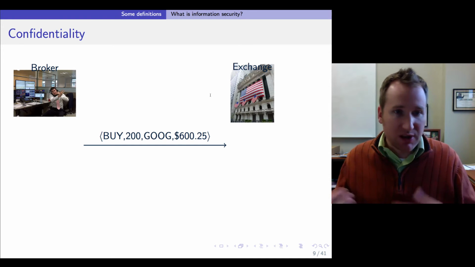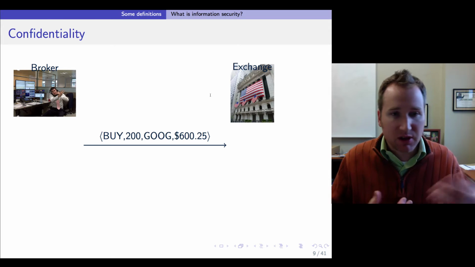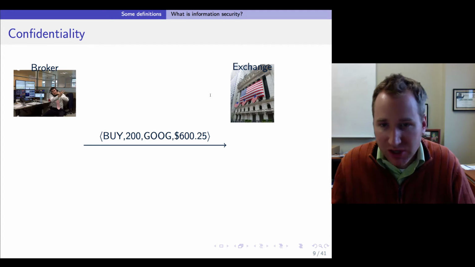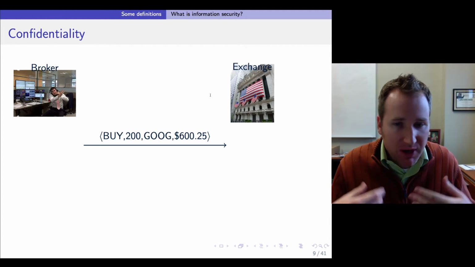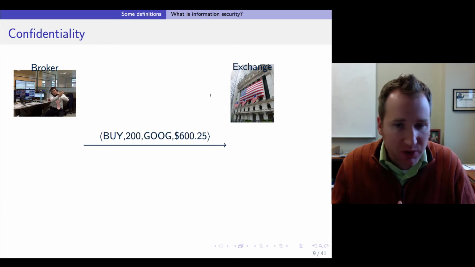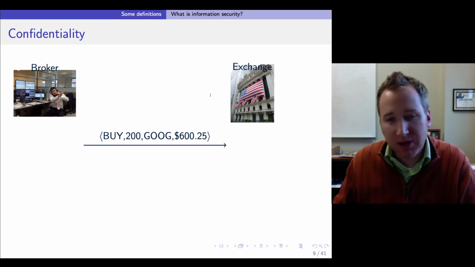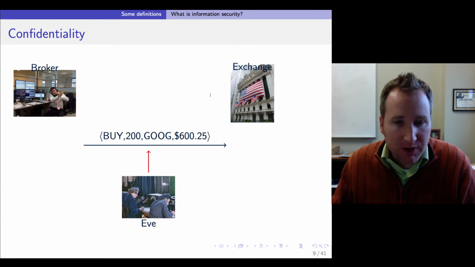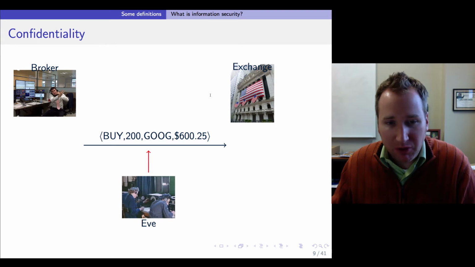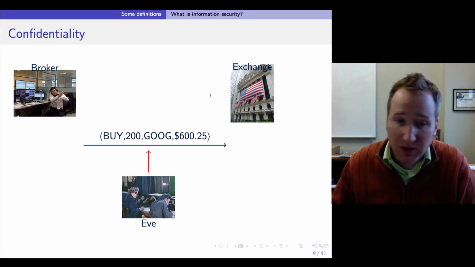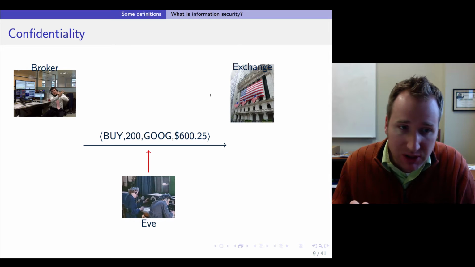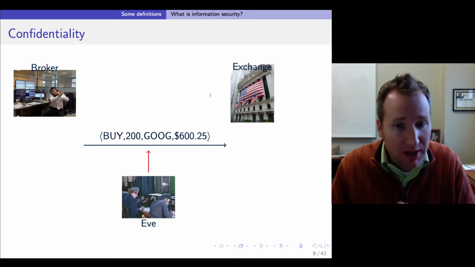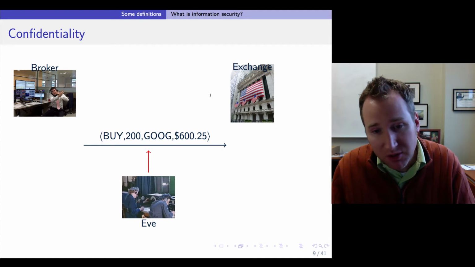Okay, so let's illustrate each of these goals. Let's say you have a stockbroker who's trying to initiate a purchase of shares on an exchange. He might want to create a message and say, I'm going to buy 200 shares of Google for whatever the current price is, say $600.25. That's fine, but what the broker might like to have is some confidentiality about that requested transaction. So he wants to protect against an attacker such as Eve, who could drop in and observe the communication and the request that goes by.